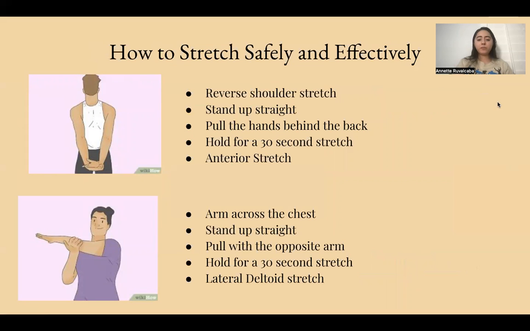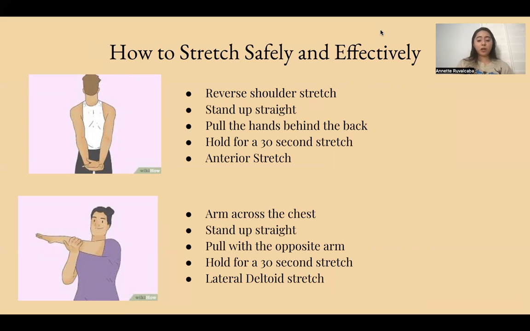And so on how we want to stretch safely and effectively would be, for one, we can do the stretch that's called reverse shoulder stretch. This is where we stand up straight at a neutral position, put our hands behind our back, and then pull. And then we would be holding that for a 30-second stretch. And that's the stretching to work the anterior delts.